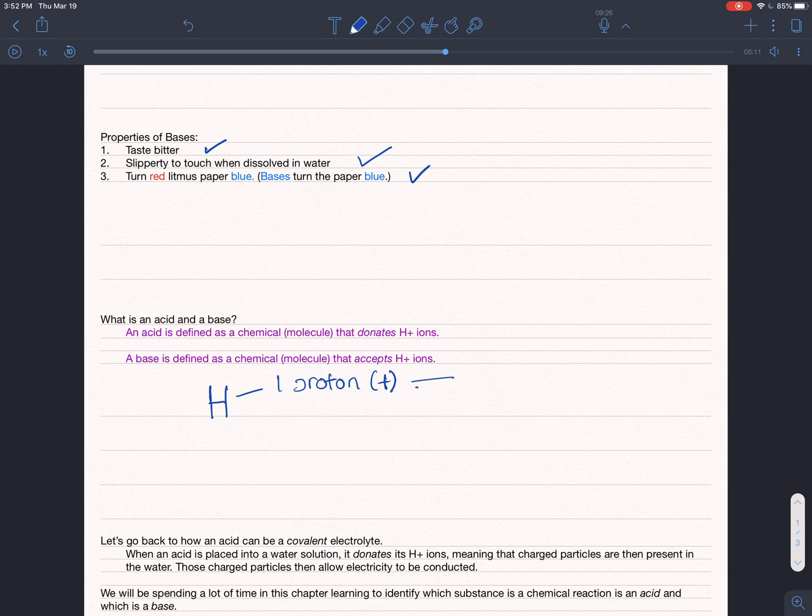So once it loses that 1 electron, it now has an overall charge, because there is 1 proton, oops, I lost my P, of H plus, okay? That is now an H plus ion.